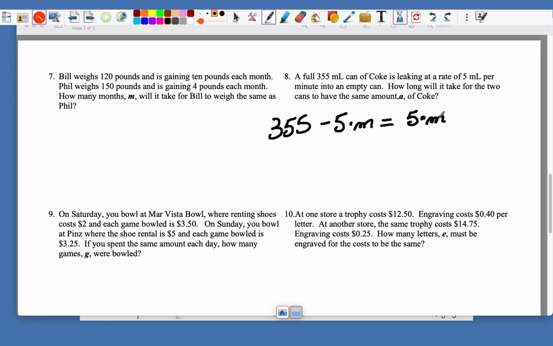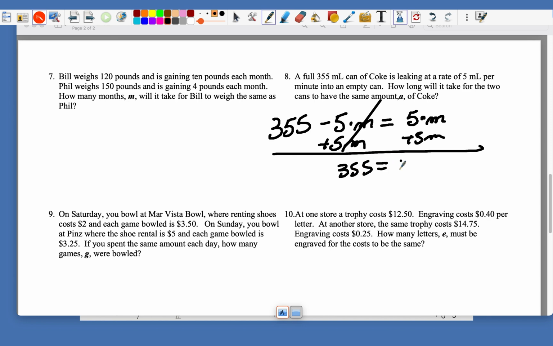So minus 5M plus M, so let's do plus 5M here, and we'll do plus 5M on this side. That goes away, 355 comes down, and we get 10M. Divide both sides by 10. And M equals 35.5 minutes? No.